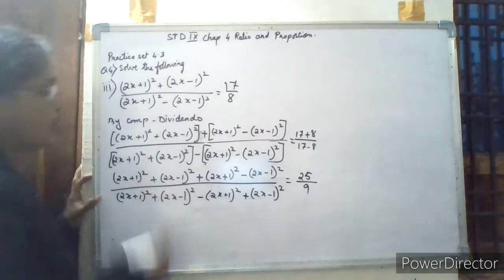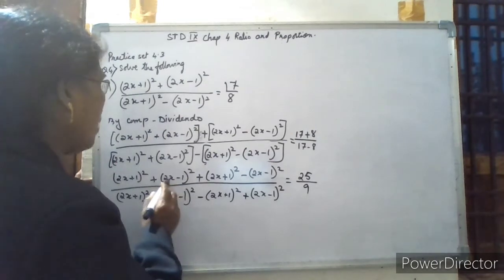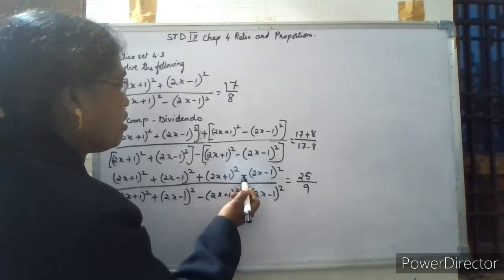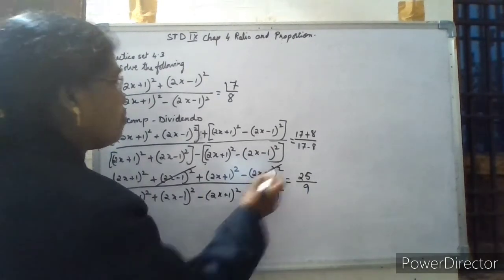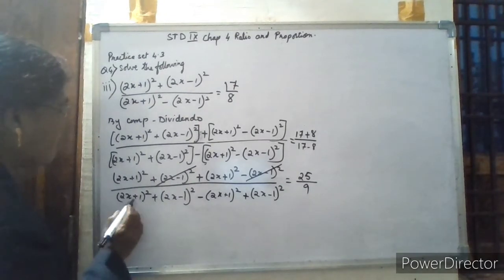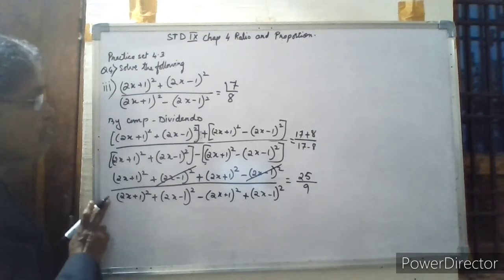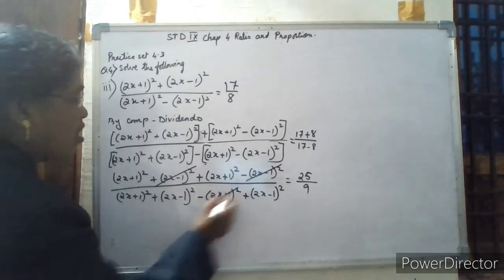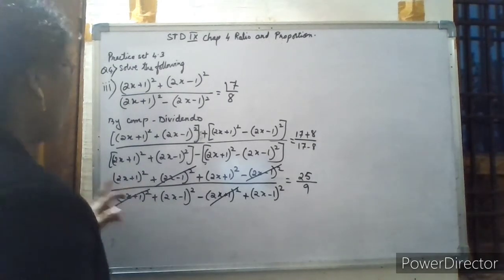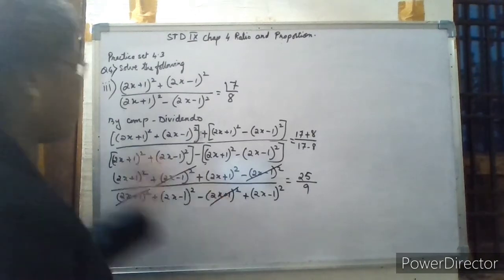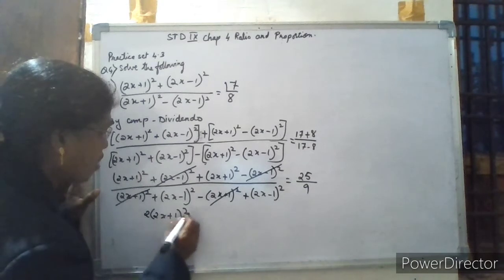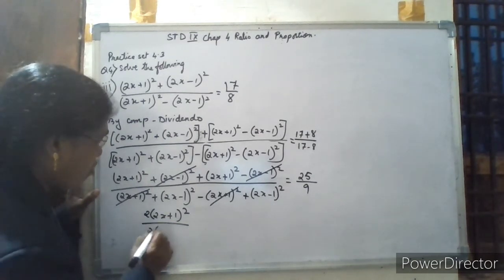Now here you can see that 2x minus 1 the whole square, here outside plus sign is there, and here the same bracket outside minus sign is there. So that means this whole bracket cancels. The same way, here 2x plus 1 the whole square, outside no sign means plus sign, and here outside minus sign is there. So the same brackets with the opposite sign outside the bracket will cancel. So we are left with this bracket 2 times of it. So 2 times of 2x plus 1 the whole square upon 2 times of 2x minus 1 the whole square.